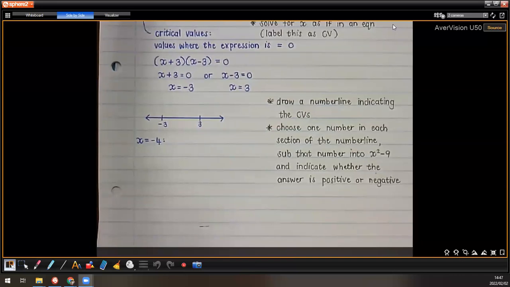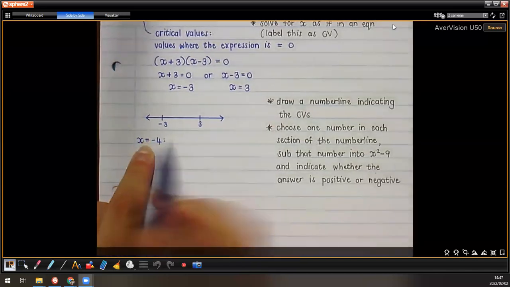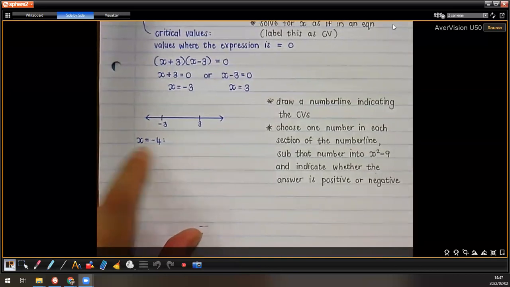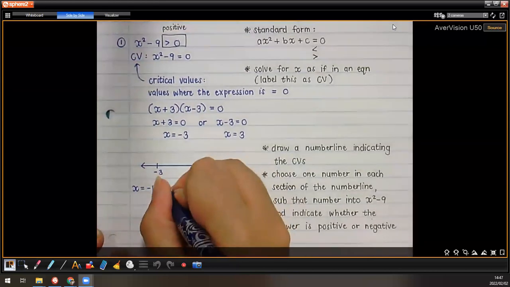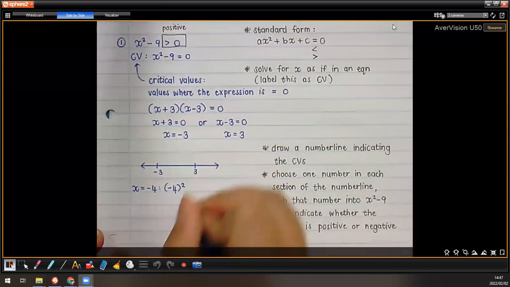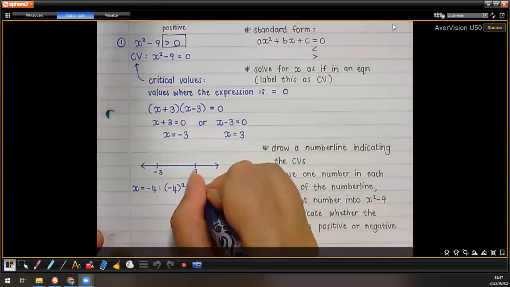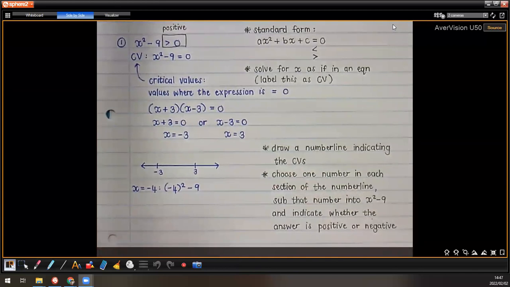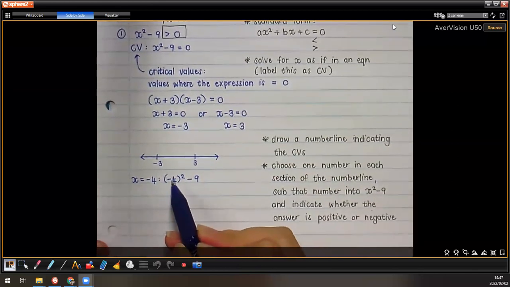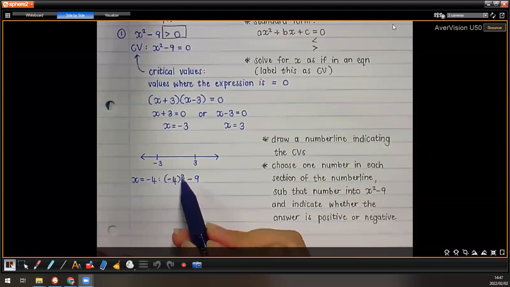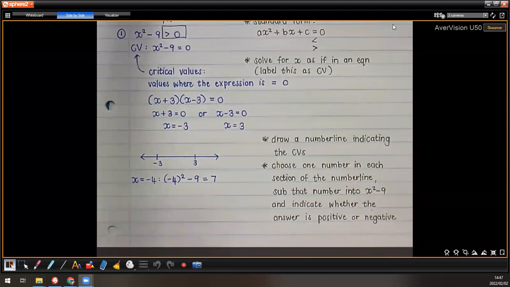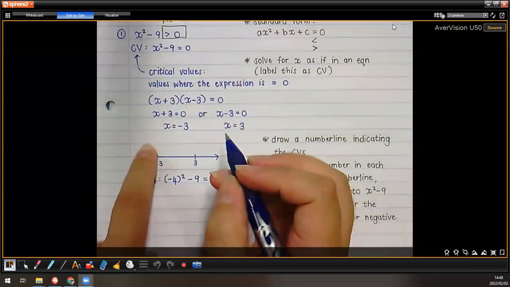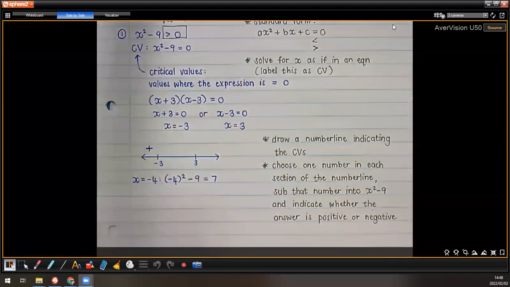In fact, you're not even going to show me that working in a test exam. I'm not going to know which number you chose. This is just because it's the first example I'm showing you. So if we have x equal to -4, what is this going to be equal to? We're going to have x squared is now -4 squared, right? Minus 9. Now what is -4 times -4? 16. 16 minus 9 is 7. Is 7 positive or negative? Positive. So now in the section just above it, please make a plus.